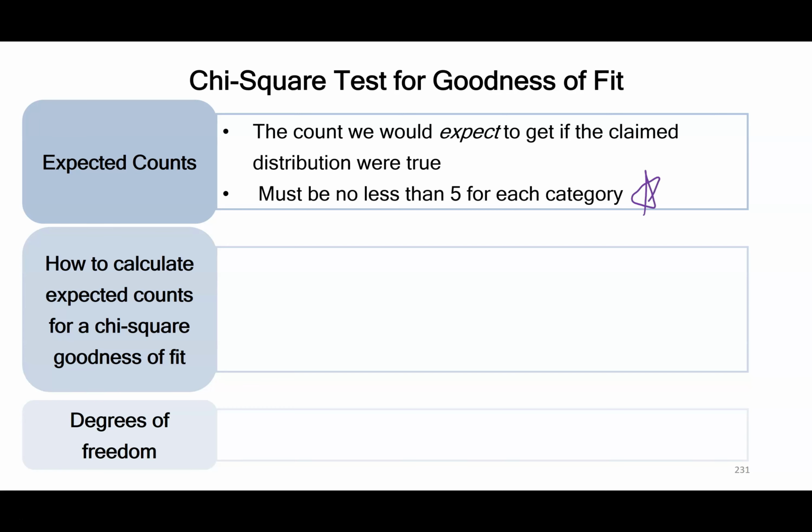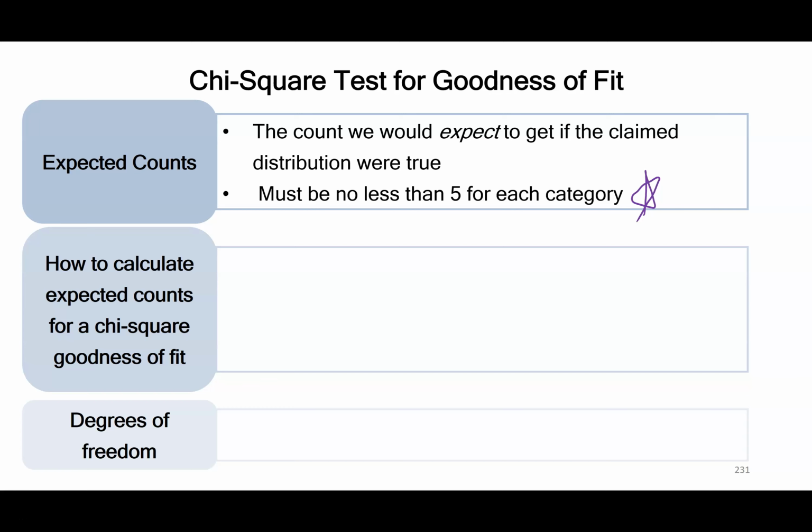Important condition. One of the conditions to do the goodness of fit test is that the expected number for all of your categories needs to be at least 5. You don't want to have any of those expected categories fewer than 5. It basically implies that you didn't have a big enough sample size that you would have expected to see at least 5 in each category.